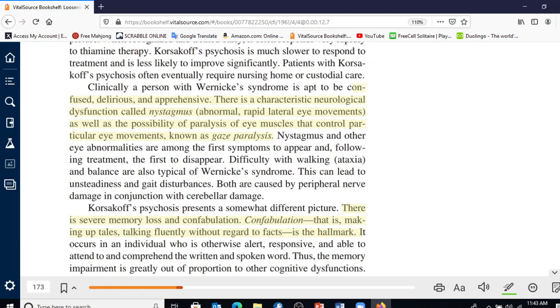Korsakoff's psychosis is somewhat different. There's severe memory loss, but the thing that probably defines Korsakoff psychosis more than anything else is a condition called confabulation. That's making up things and talking fluently without any regard to facts. It's either Korsakoff psychosis or you're a politician, I don't know which. But the confabulation is the hallmark.